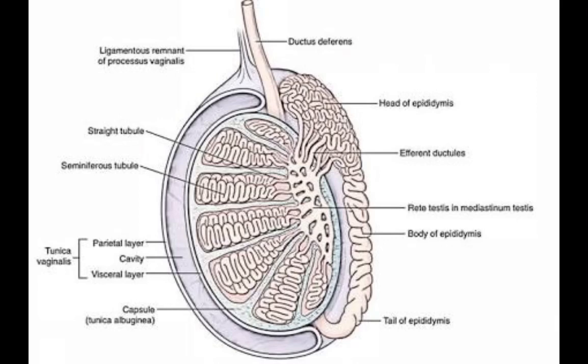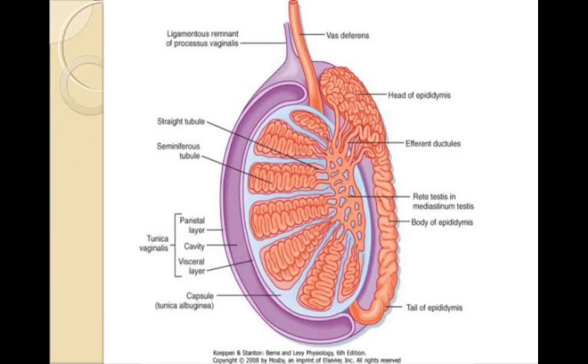Okay. Now coming to the tunica vaginalis, which is the outermost covering. This tunica vaginalis covers the testis and also epididymis, except the posterior border. So except the posterior border of testis, it covers the entire testis. And not only that, this tunica vaginalis has got 2 layers. One is the visceral layer, and number 2 is the parietal layer. Between the visceral layer and the parietal layer, it forms a closed sac, which is called the vaginal sac.